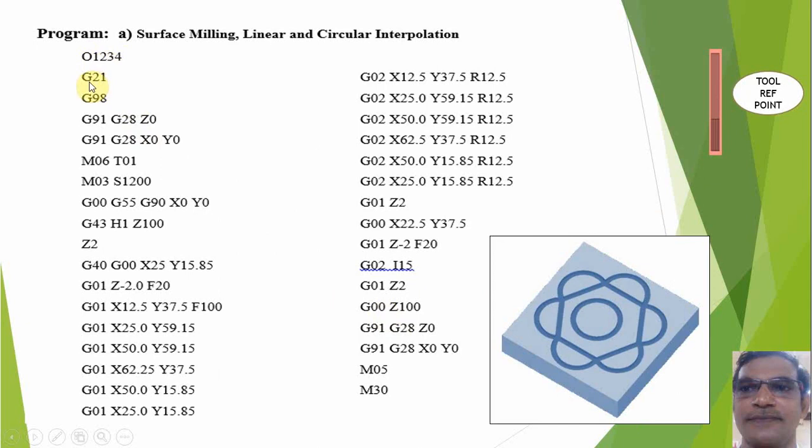Next one is a metric input. Generally we are following the metric input only, so that G21 we are using. Next one is a feed rate, feed per minute. In x and y direction only the table will move, so that per minute how much we are moving the table is called a feed rate. G98 we are using.